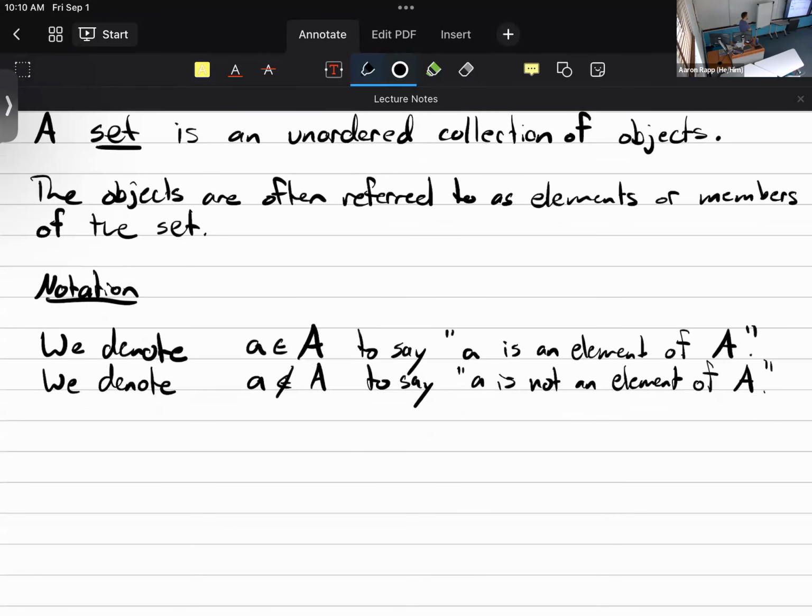That's how we're going to, if we need to, refer to a specific element of a set. Now, when we talk about sets, we want to also be able to find ways to write out what the elements are.